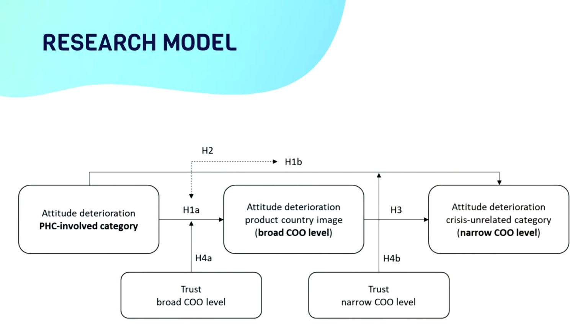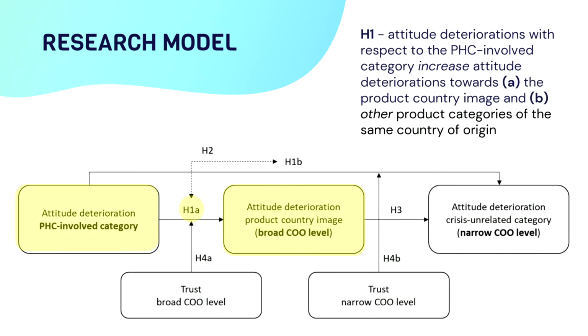Now, let's move on to more details about our study. We established 4 hypotheses, which I'll refer to as H1, H2, H3, and H4. This figure illustrates an overview of our research model and the corresponding hypotheses. As you can see, H1 is divided into 2 parts. H1A states that attitude deteriorations of the PHC-involved category increase attitude deteriorations towards the product country image. This means that there are spillover effects amongst direct connections within the network.